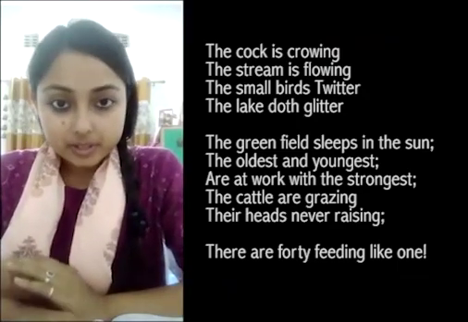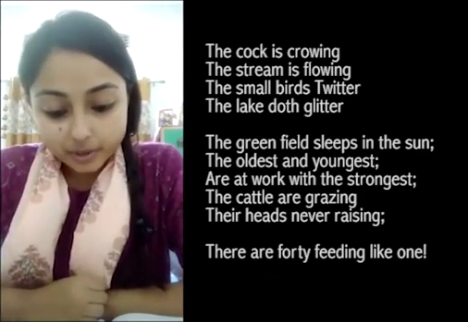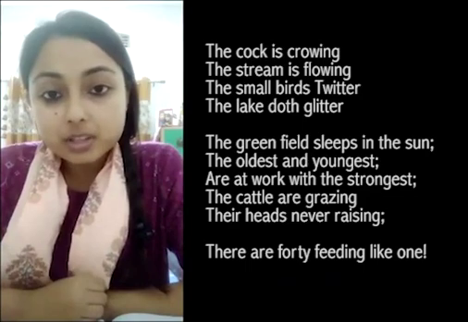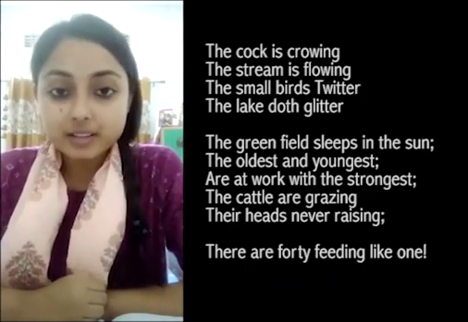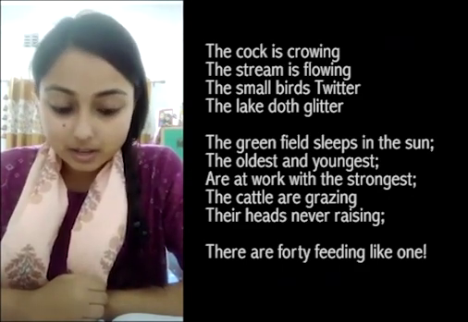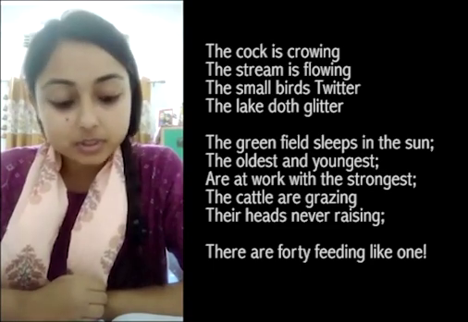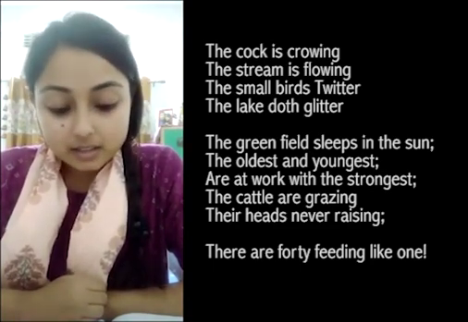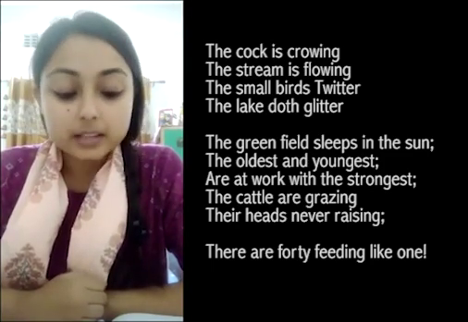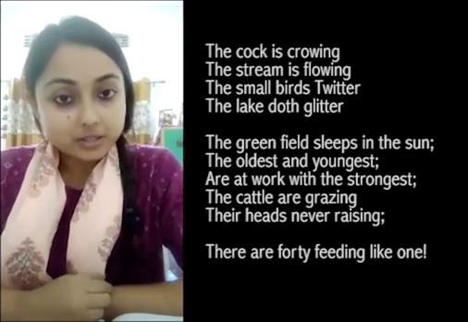Okay, the first 10 lines, as it says: the cock is crowing, the stream is flowing, the small birds twitter, the lake doth glitter. The green field sleeps in the sun, the oldest and youngest are at work with the strongest. The cattle are grazing, their heads never raising. There are 40 feeding like one. Now let us look into its explanation.